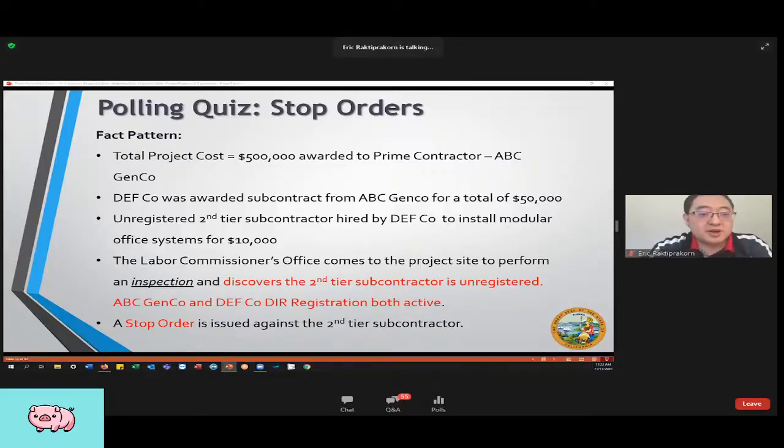All work on the project must stop immediately. True or false? Will DEFCO be liable for Labor Code 1771.1(h) penalties? Yes or no? Are all contractors here required to be registered with the DIR? Yes or no?